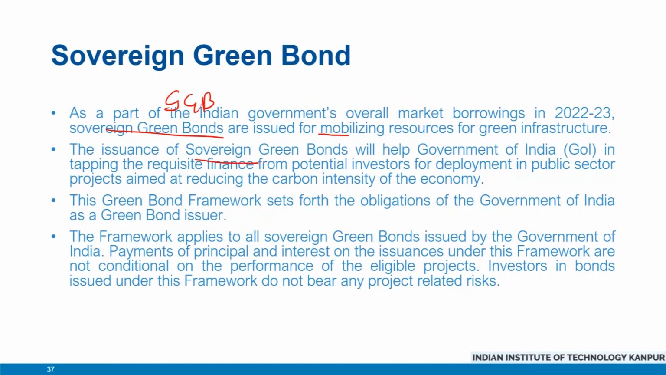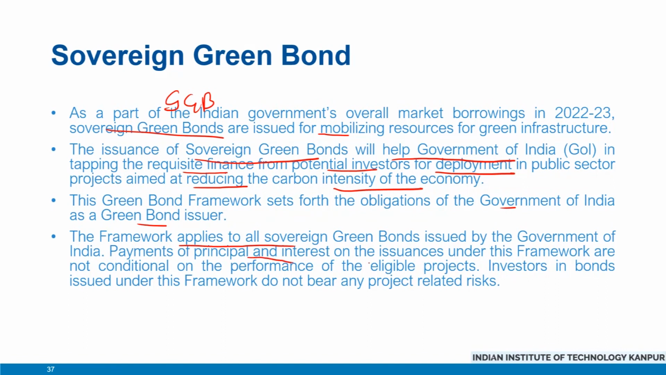The issuance of sovereign green bonds, that is SGB, will help Government of India (GOI) in tapping the requisite finance from potential investors for deployment in public sector projects aimed at reducing the carbon intensity of the economy. Now here the green bond framework sets forth the obligation of the Government of India as a green bond issuer.